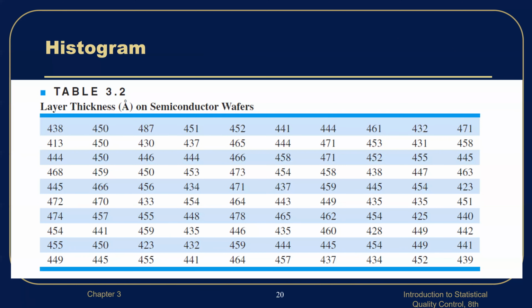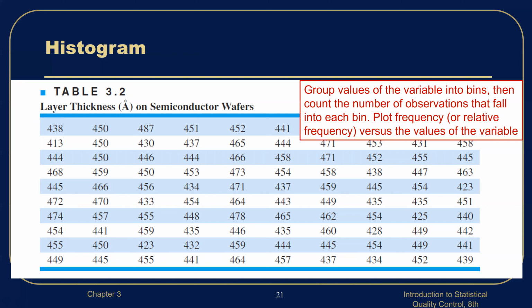Another powerful method to display data's features is histogram. Suppose we have 100 semiconductor wafers. We measure their layer thickness. Similar to stem and leaf, we group all observations into bins, then count the number of observations in each bin and plot the frequency or relative frequency of the observations.